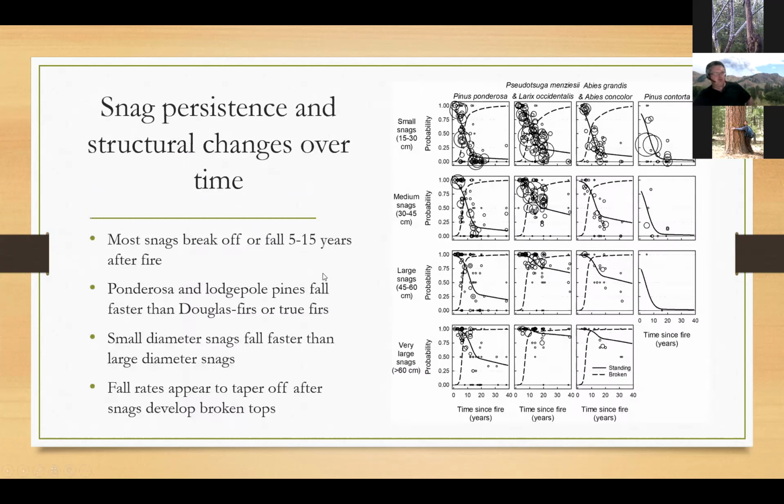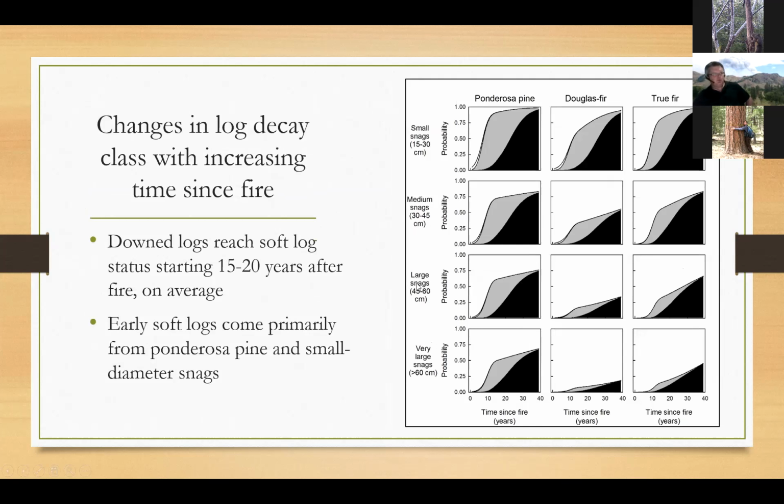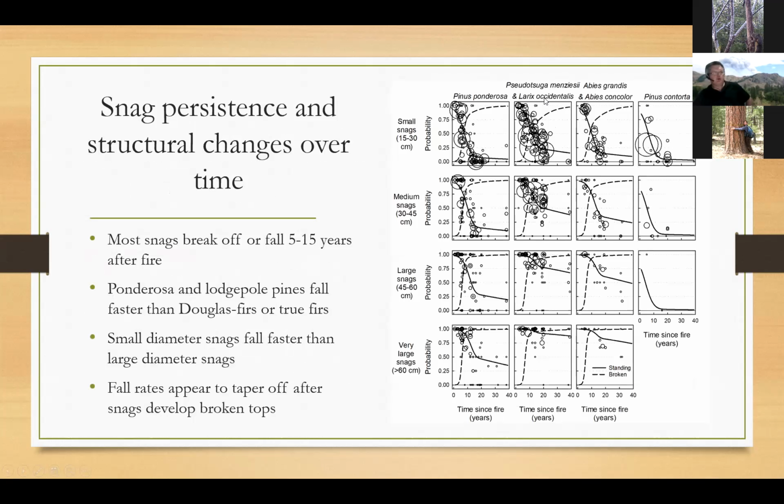Just to give you the broad brush strokes, there's a lot of graphs here. The main thing to note is that we have small, medium, large, and very large diameter snags, for ponderosa pine, Douglas fir and western larch combined, grand fir and white fir, and lodgepole pine. Diameter is here, time since fire along the X, and these solid black lines show the probability that a snag will still be standing at a certain time since fire, and the dashed line going up is the probability that if it's standing, it will have a broken top.